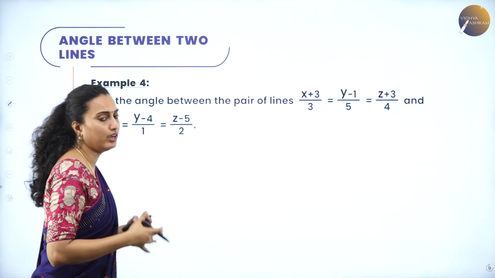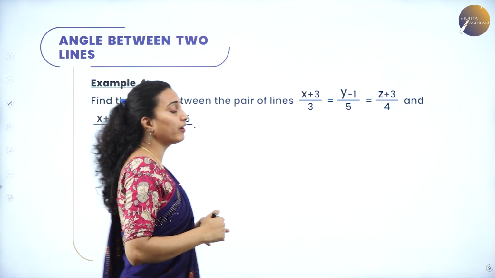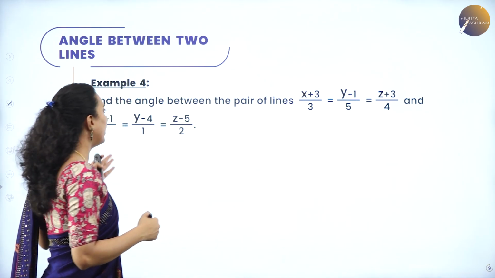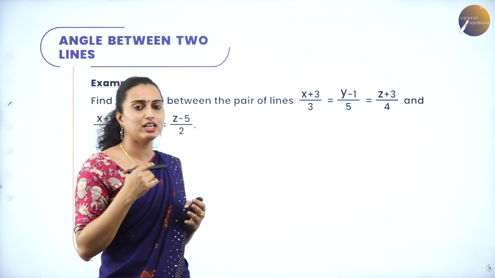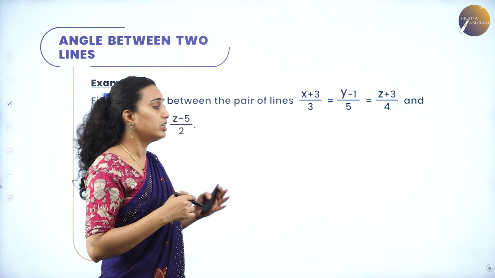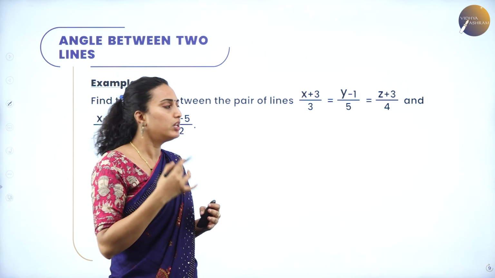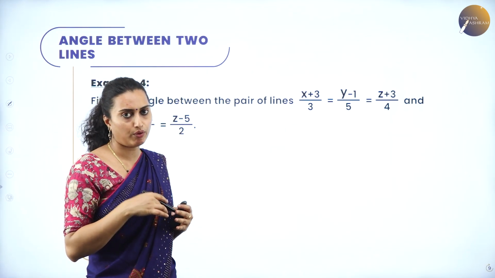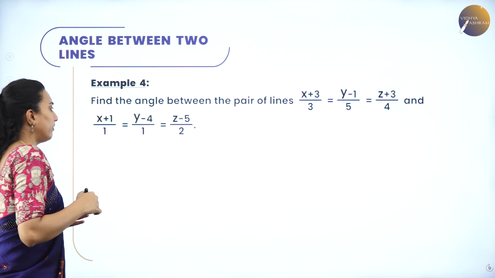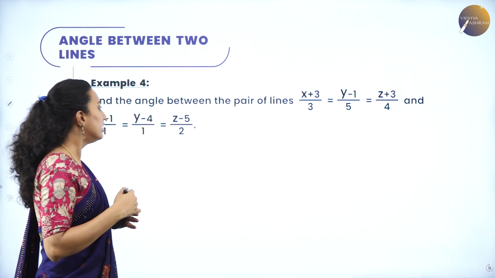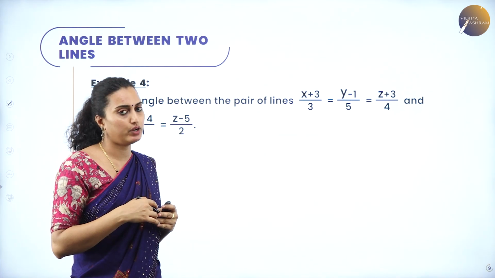This is a different type of question. Which form have they given here? Yes, Cartesian form. So here, find the angle between the pair of lines: x plus 3 divided by 3 is equal to y minus 1 divided by 5 is equal to z plus 3 divided by 4, and x plus 1 divided by 1 is equal to y minus 4 divided by 1 is equal to z minus 5 divided by 2.